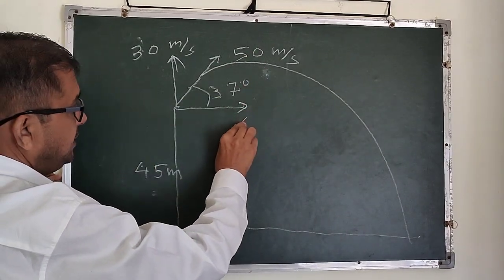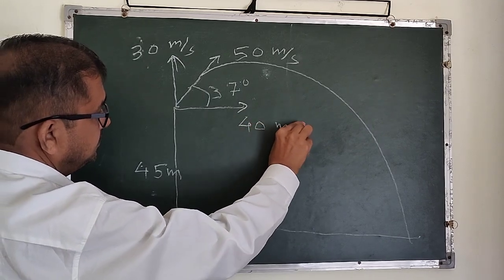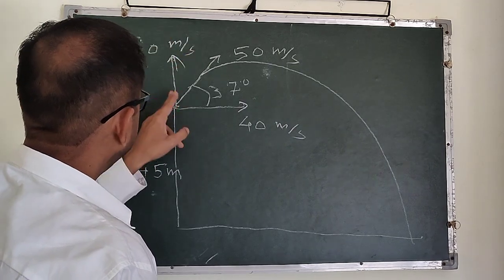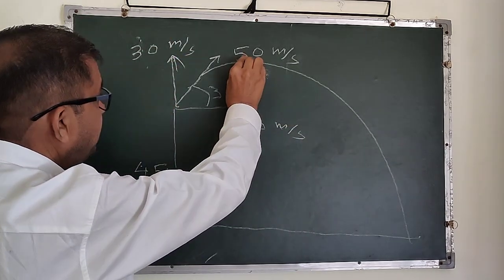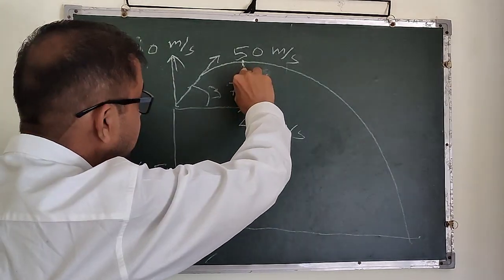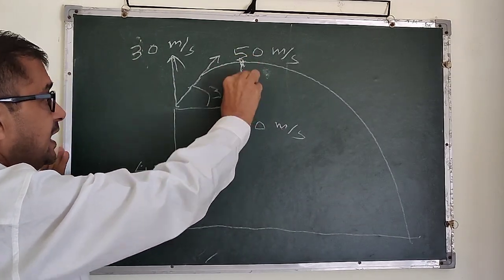This is 40 meters per second, and as we know, this is 30 meters per second. So at the highest point, it will reach in 3 seconds. And what is this height? The main thing is this: what is this height?